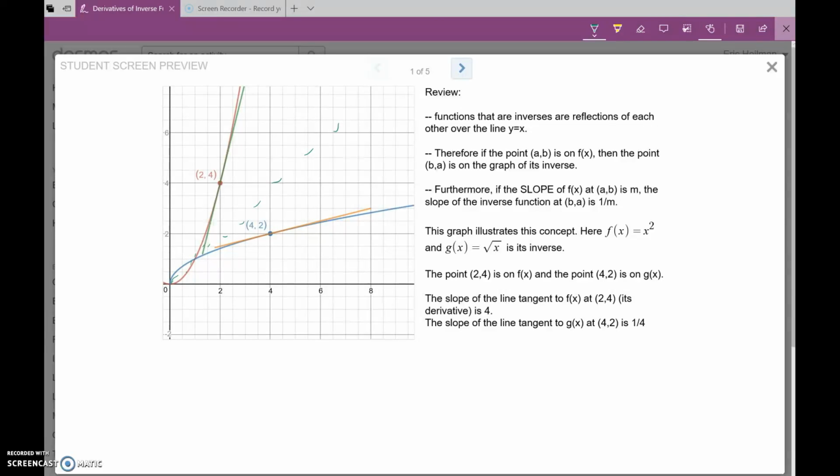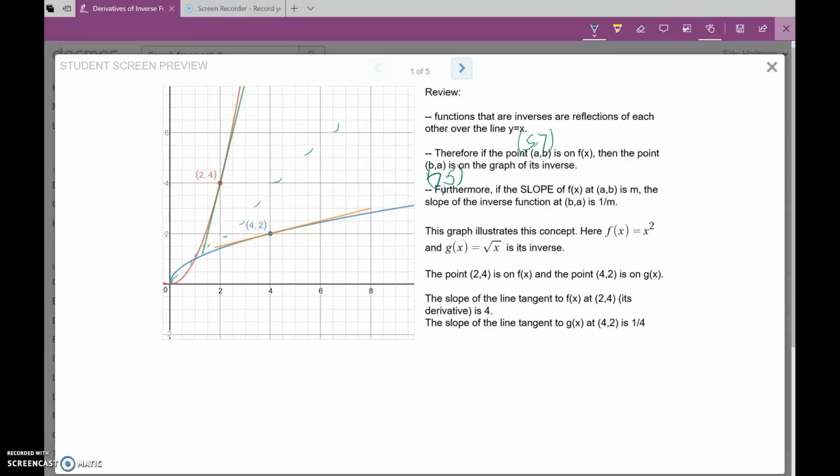That means that if the point a comma b, so if we put in numbers for a and b, let's say it was 5 comma 7. If the point 5 comma 7 is on f of x, then the point 7 comma 5 has to be on f inverse, on the inverse function. Because that's what a reflection over the line y equals x means, you just swap the x and the y coordinates. So if a point 5 comma 7 is on f of x, then 7 comma 5 is on f inverse of x.